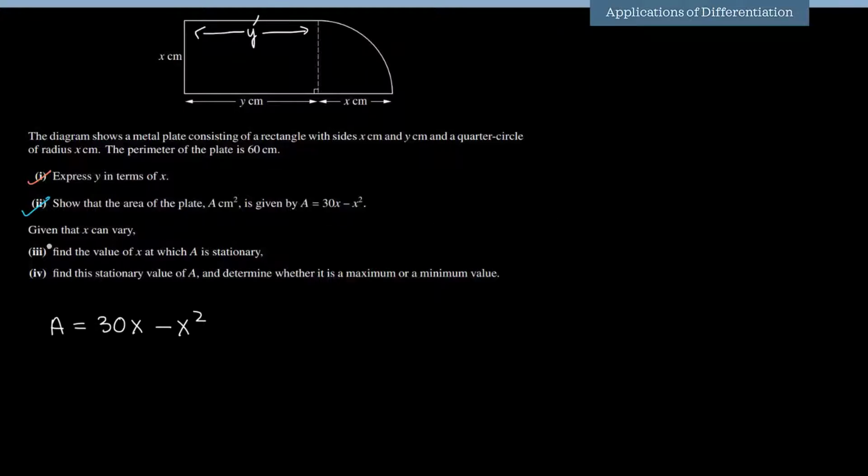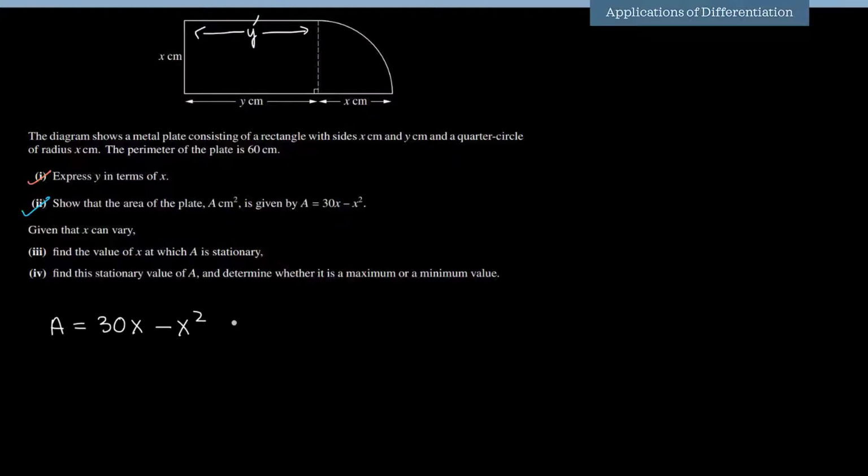For the third part, given that x can vary, find the value of x at which A is stationary. So x is varying with respect to A. So the rate of change of area with respect to x at the stationary point would be equal to 0 because the gradient at the stationary point is 0. The equation for area with respect to x is already given.